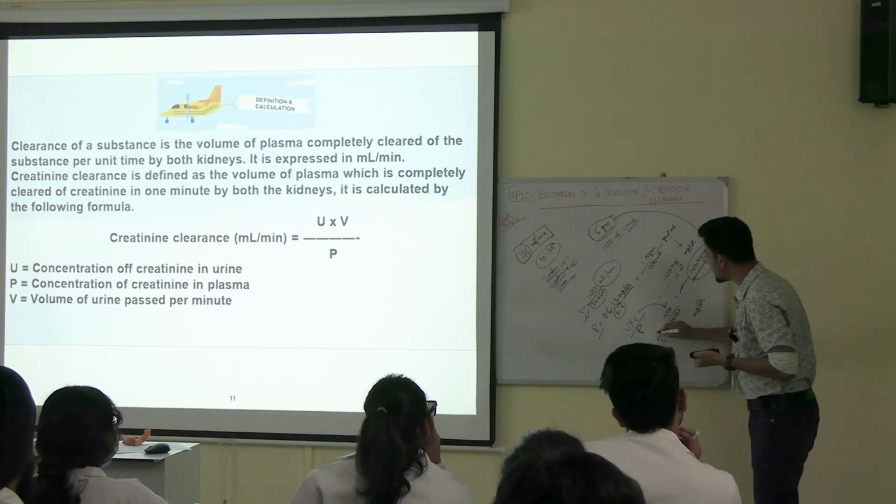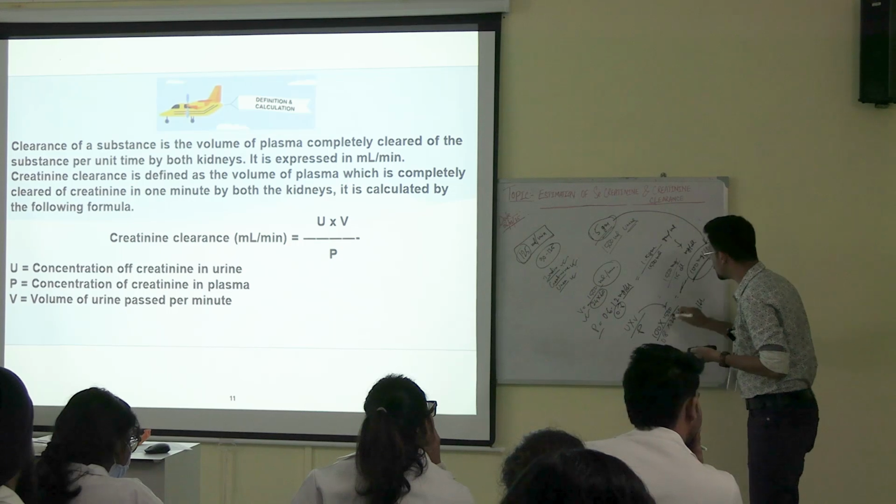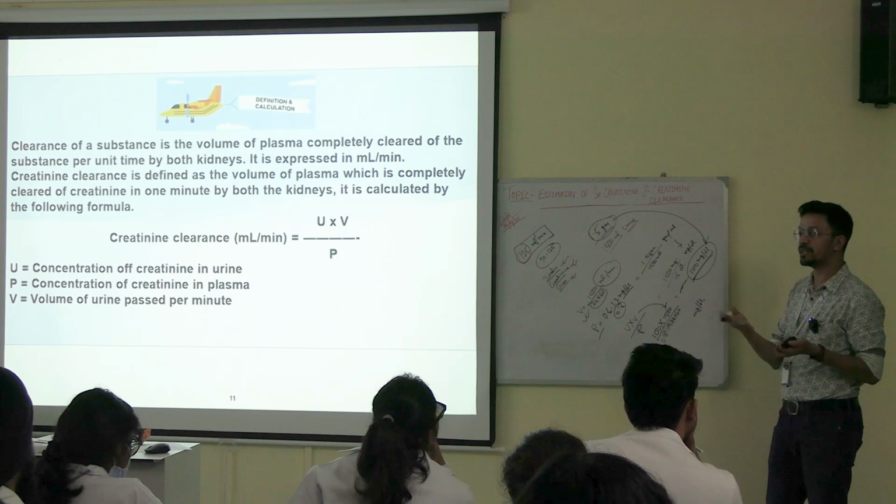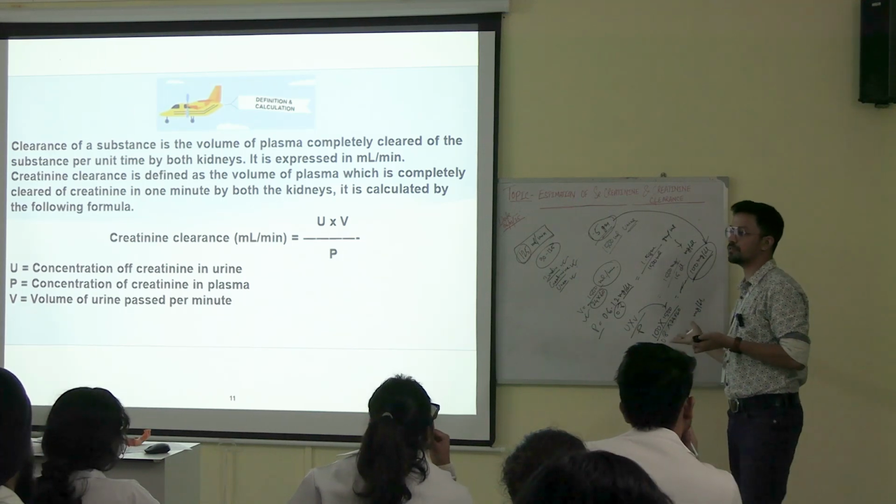Now if we put this thing over here, 100 into 1500 divided by 0.8 into 24 into 60. Do the calculation. Somebody just use the calculator and please tell me what is the value you are getting.